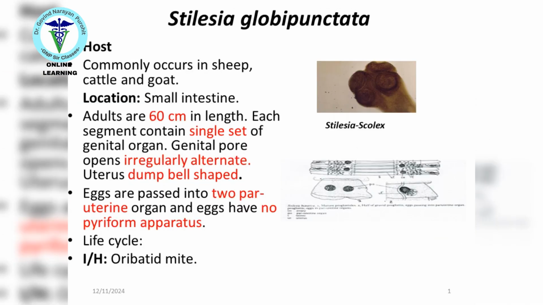Stilesia globipunctata commonly occurs in sheep, cattle, and goats, residing in the small intestine. Adults are 60 centimeters in length, with segments containing a single set of reproductive organs. The genital pore opens irregularly alternately, and the uterus is dumbbell-shaped. Eggs are passed into 2 paruterine organs and have no piriform apparatus. The life cycle involves oribatid mites.